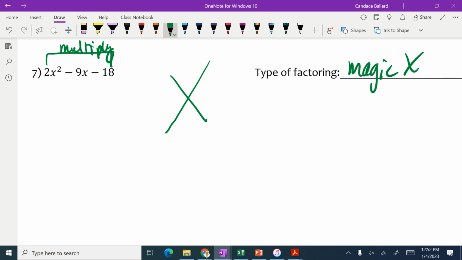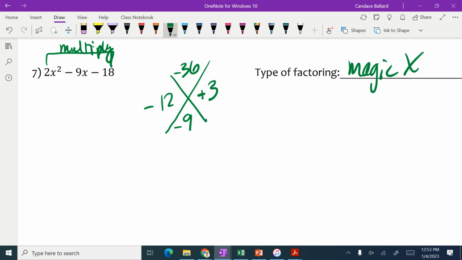So what is 2 times negative 18? Good. And if you need a calculator, that's fine. You can pull out the calculator. It's all right. And then what's going to go in the bottom? Negative 9. Good. So I need two numbers that multiply to negative 36 and add to negative 9. Negative 12, positive 3? Everybody good with that? You're listening.